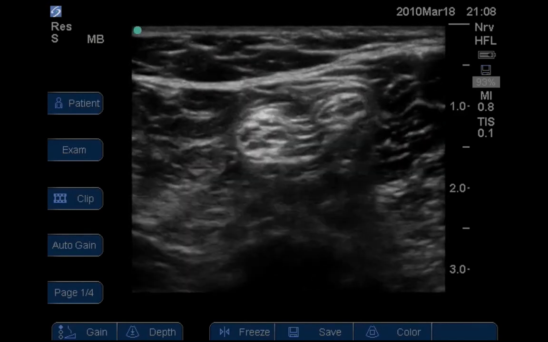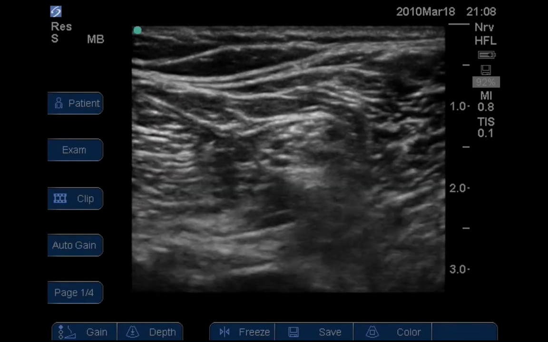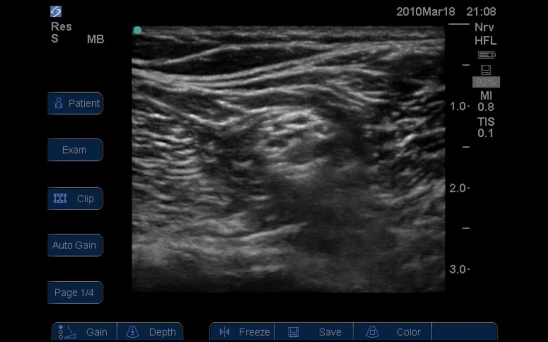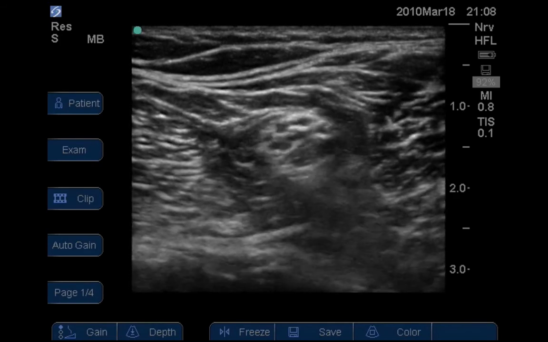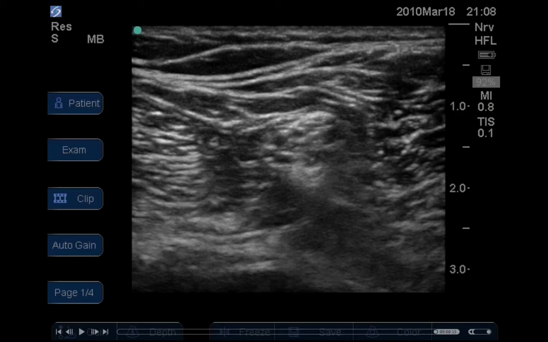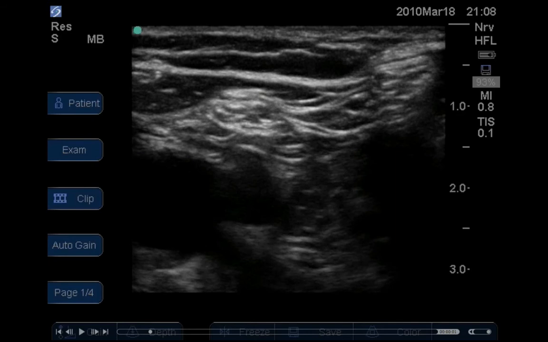If you just put the probe behind the knee, you should be able to see, just in the posterior crease of the knee, the two nerves. So tibial and common peroneal, you should see them both. We'll watch this video again. So we'll pause it there. So here is the tibial nerve.